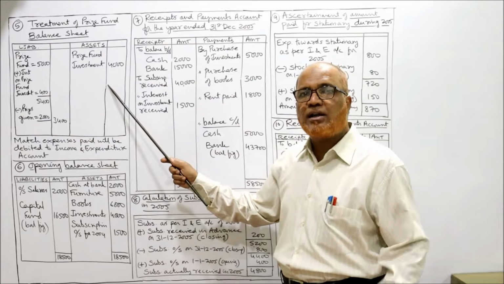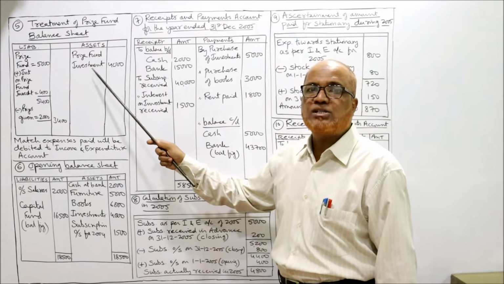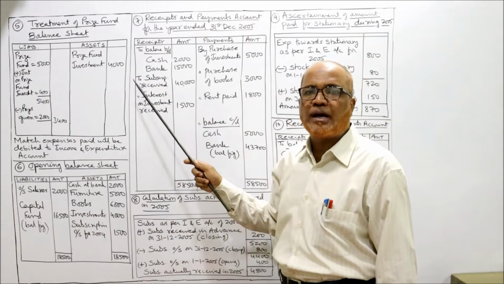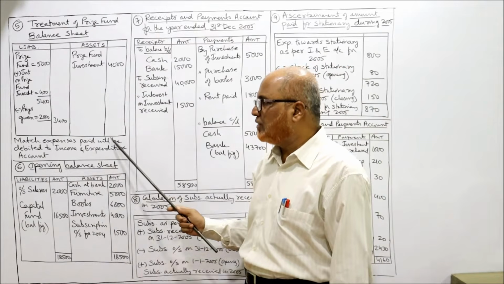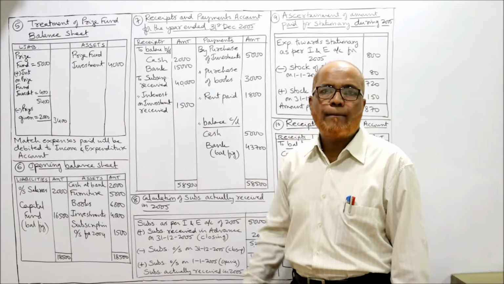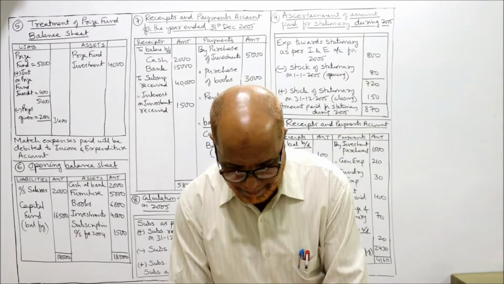Now investment of prize fund will be taken on the asset side. So this is the presentation of prize fund in the balance sheet. Now note I have given: match expenses paid will be debited to income and expenditure account. It will not be taken in the balance sheet. That's all. Now 6th problem.